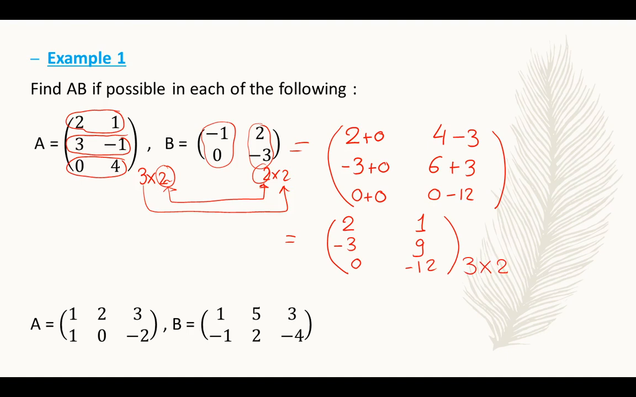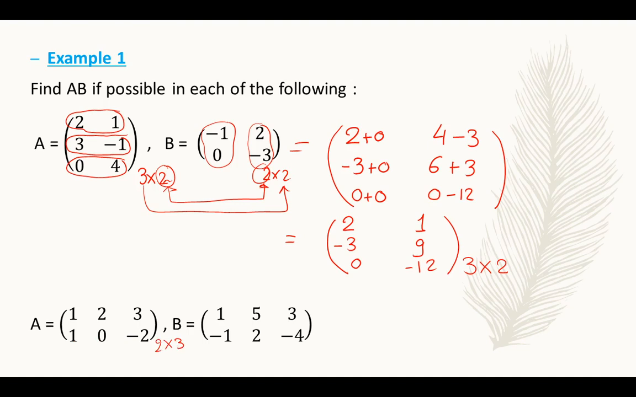Let's go to another example. If A is the matrix 1, 2, 3, 1, 0, negative 2. This matrix is of order 2 rows and 3 columns.